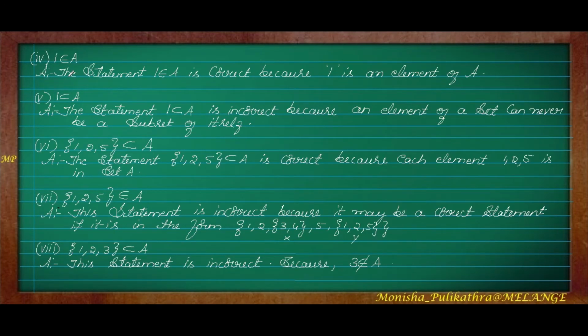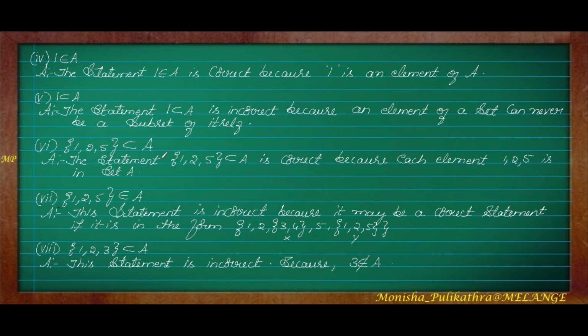So moving on to the fourth sub question. The fourth one is 1 belongs to A. This statement is correct because the element 1 is in set A, so it readily belongs to the set A itself. Next is 1 is a subset of A. The statement is incorrect because if a set has 1, 2, 3 or other elements, we can't say it is a subset of that set. We have to say it is an element of that set. So this statement is incorrect.